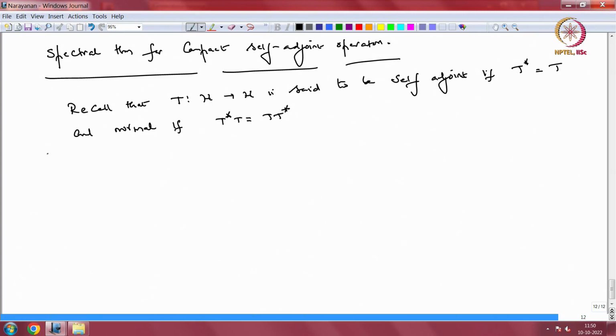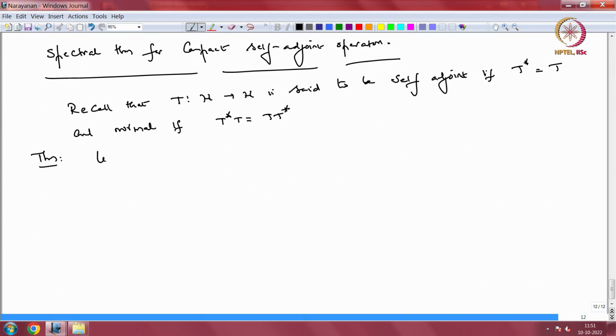So, let me write down the full theorem. Instead of saying that there is an orthonormal basis with respect to which it is diagonal, let us write this down in a slightly formal language. Of course, we will say what eigenvalues are and so on, but there are several properties which one should note, which are automatically true in some sense in the finite dimensional situation.